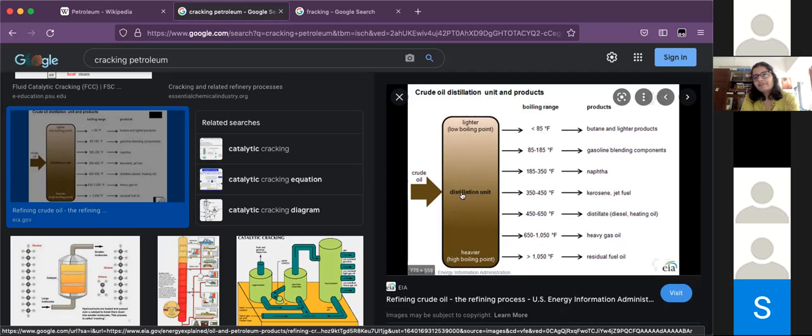So basically in cracking too, something like this only happens, right? How you get to these different components is by cracking. You crack the bigger ones into smaller components and each of these components gets out at a different temperature.